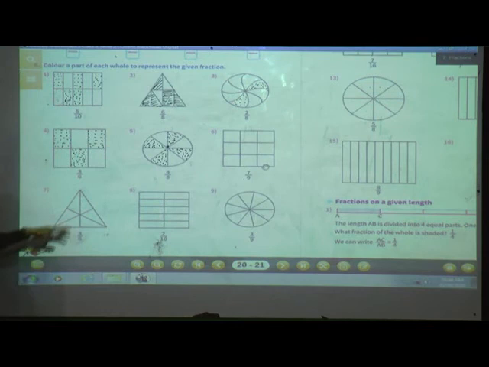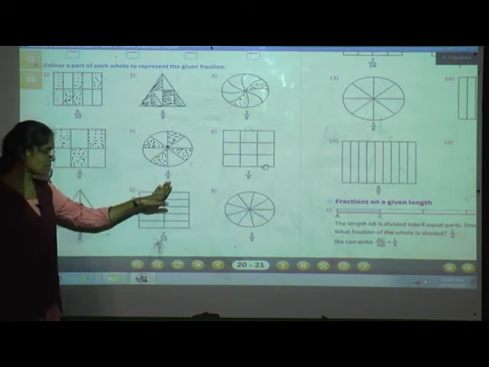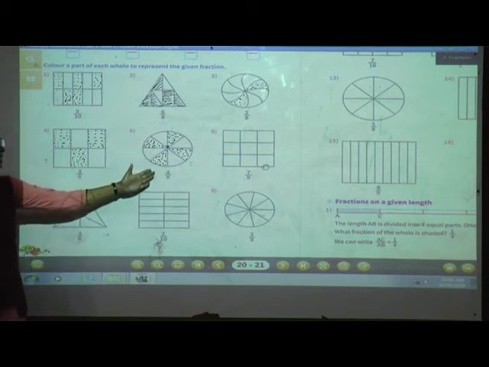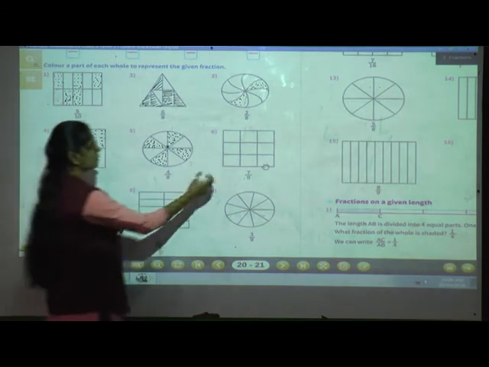Yes, clear? See here. Here total 8 parts are there because the denominator is 8, and out of that 8, 4 parts are colored. So the fraction is 4 by 8. Now we will move to the next example.